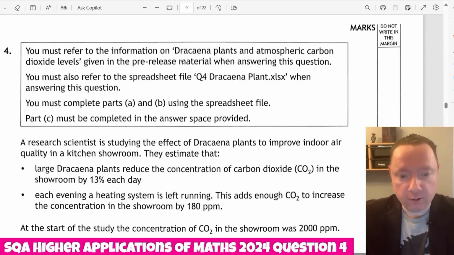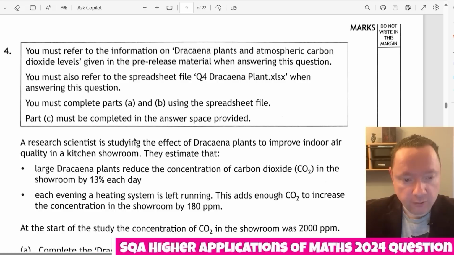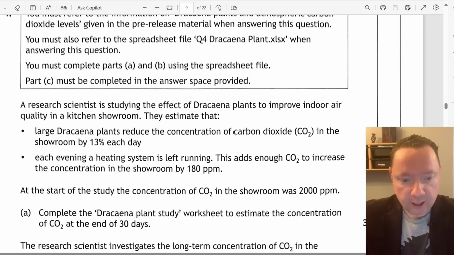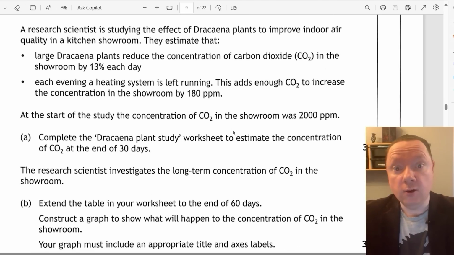You must refer to the pre-release information on Dracania plants and carbon dioxide levels. Let's read it first though. You've got to fill in a spreadsheet and complete it in the answer space provided. In fact, if I tutored you, you'll realise that I predicted that this would actually be the question. It's exactly the same question I told you it would be.